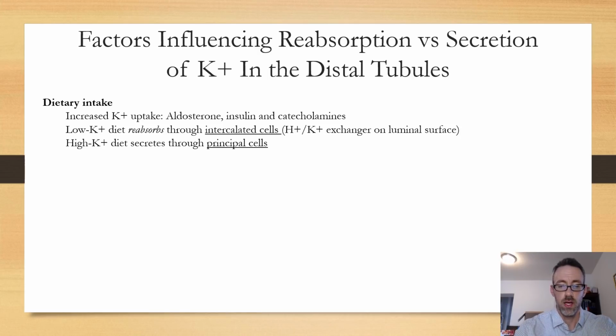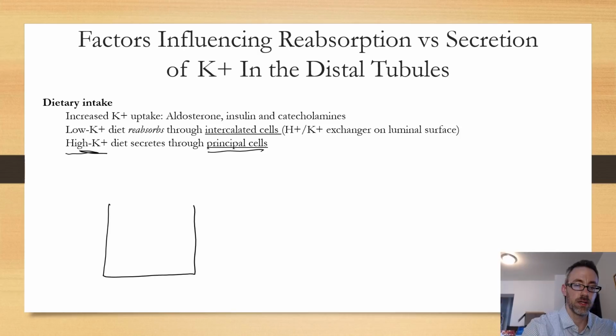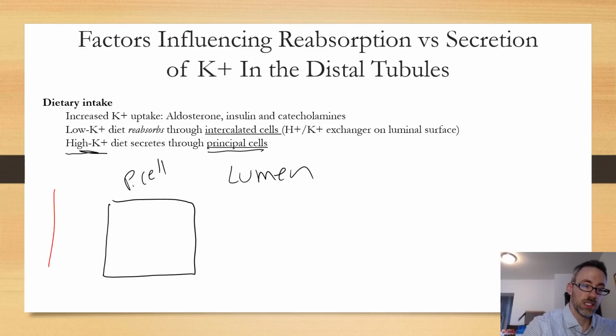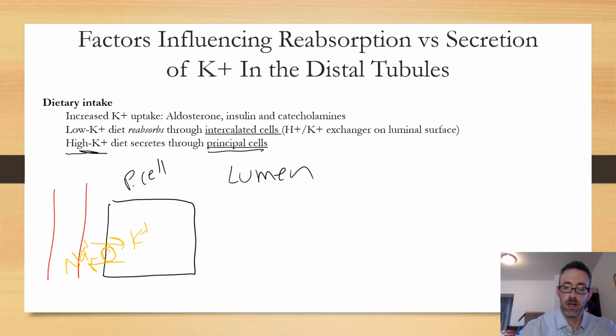So here I'll draw that out for you. We're looking at a high potassium diet secreting through principal cells. If I draw the principal cell right here, we'll say this is the lumen, so we know this is the apical side, and this is our principal cell. Here's the capillary, and this is my sodium-potassium pump on the basolateral membrane. That's the sodium moving out, the potassium moving in. And on the apical side, I'm going to draw some potassium channels.